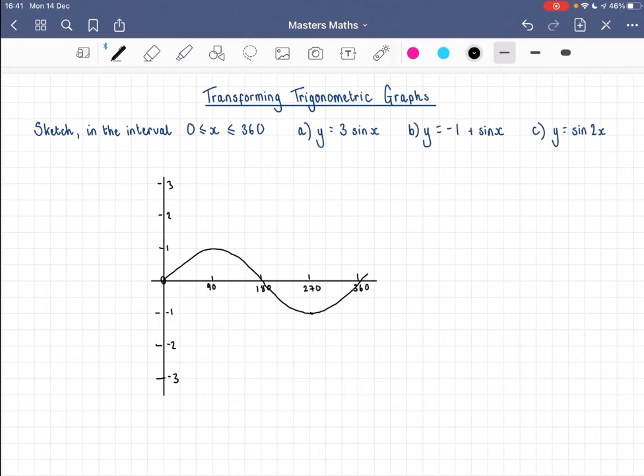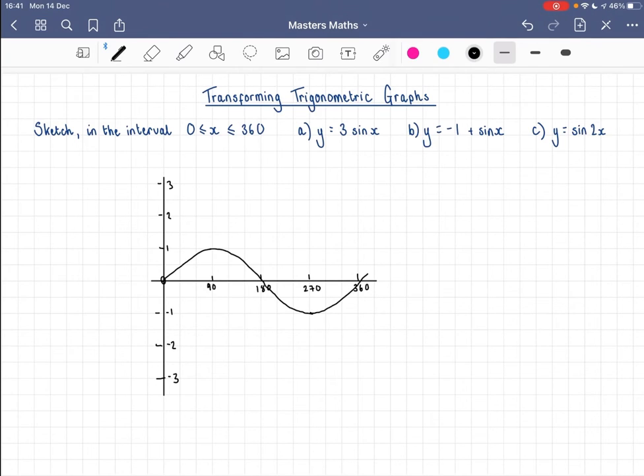If it is a multiplication or division, it affects the stretch. If it is an addition or a subtraction, it becomes a translation. Negatives are still reflections. And that's it, really. That's all we need to know.